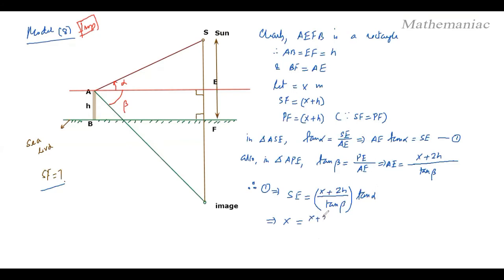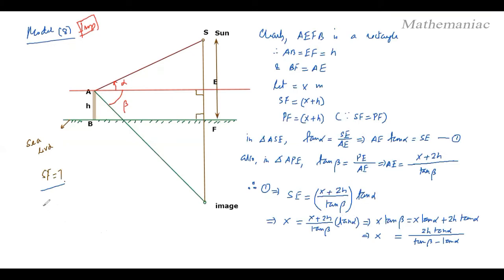So this is x plus twice h divided by tan beta into tan alpha. Now from here you first find x by doing the cross multiplication. It is x tan beta equal to x tan alpha plus twice h tan alpha. Now x we have to find. H is given. So this will be x into tan beta minus tan alpha. Can you see? This is the x. X means which portion? SE is there. That is SE.